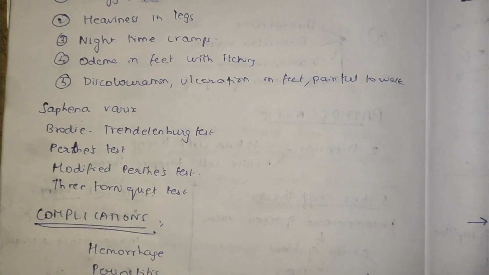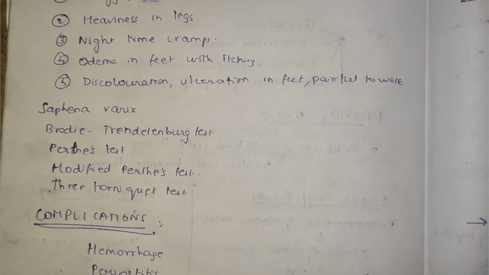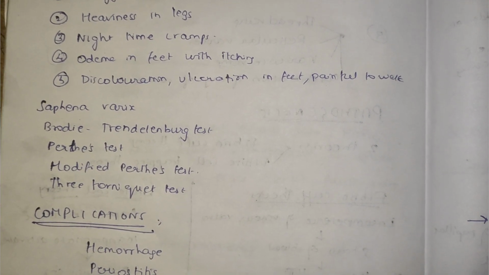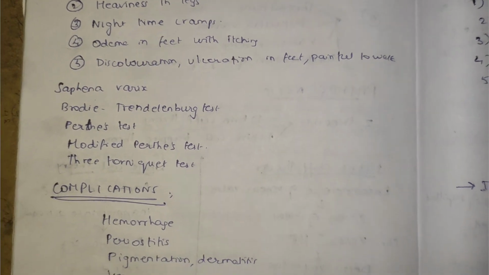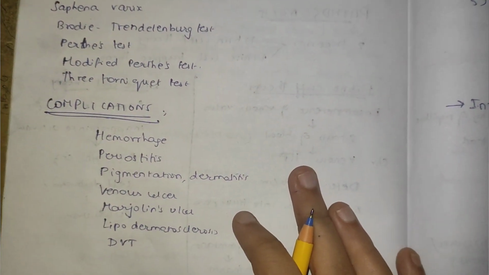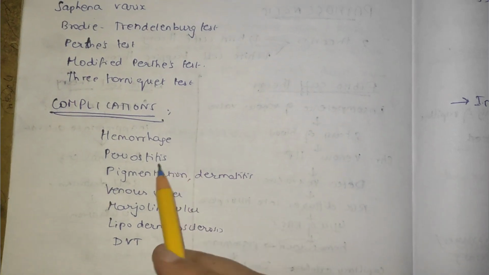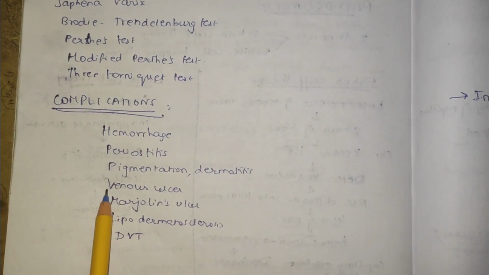Next, some of the tests are mentioned here. The first one is Saphena varix test, Brodie-Trendelenburg test, Perthes test, modified Perthes test, and 3-tourniquet test. So coming to complications. The complications include hemorrhage, periostitis, pigmentation, venous ulcer, Marjolin's ulcer, lipodermatosclerosis, and deep vein thrombosis.